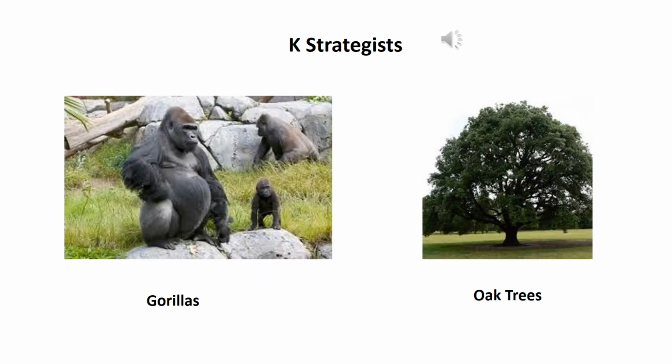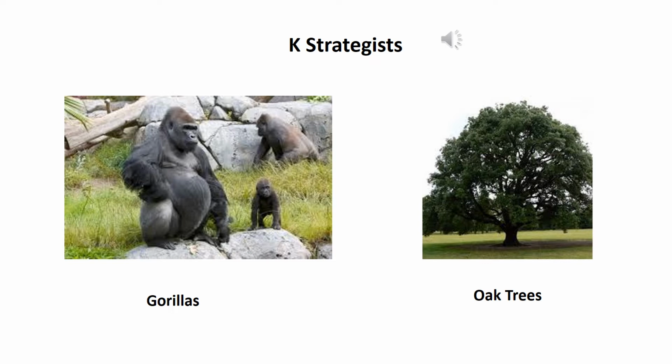Then there's K strategists. Humans are among those. These gorillas are a similar one. The average gorilla is not ready to go on its own until age 14 or 15. Oak trees live a very long time, and very few will make it to maturity as well. These are K-type strategists. K strategists, such as gorillas and oak trees, low fecundity.